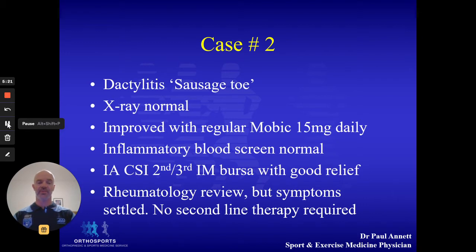Mr. GG improved with regular Mobic 15 milligrams daily, although continued to have ongoing symptoms. A basic inflammatory blood screen was normal, and he subsequently did very well with the cortisone injection given into his third MTP joint and second and third intermetatarsal bursa. He was referred for a rheumatology review, but his symptoms settled and no further medication or treatment was required.